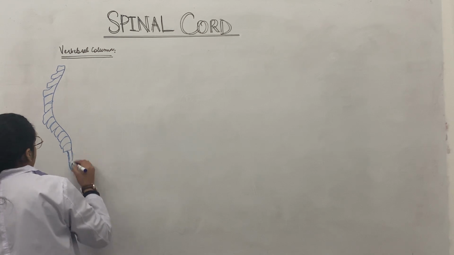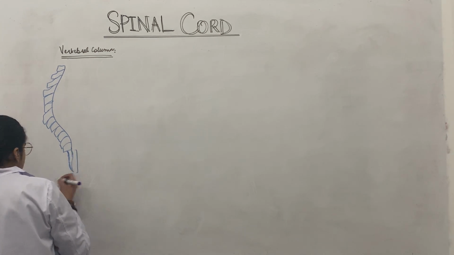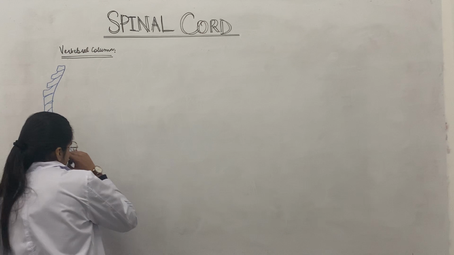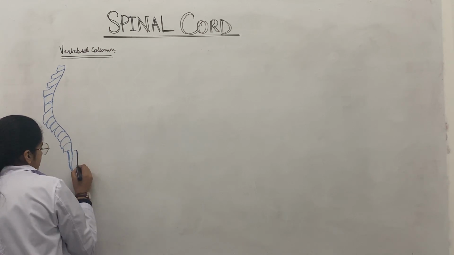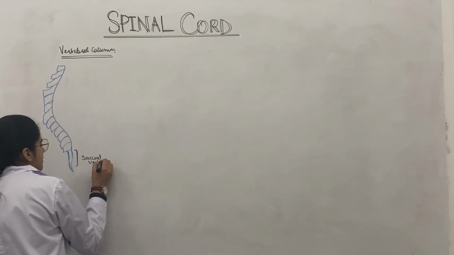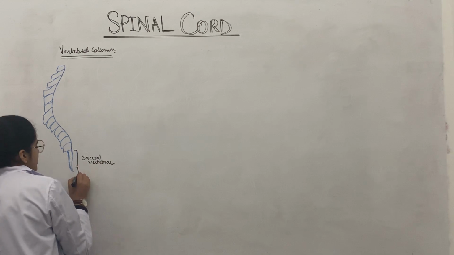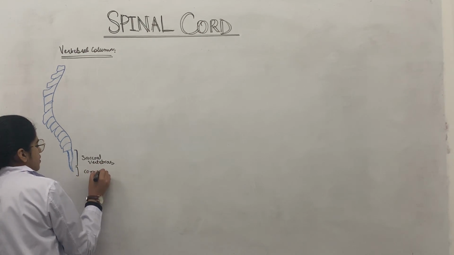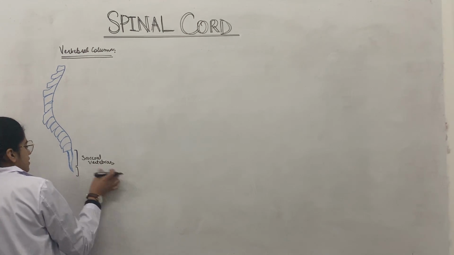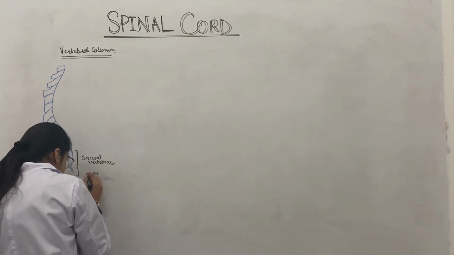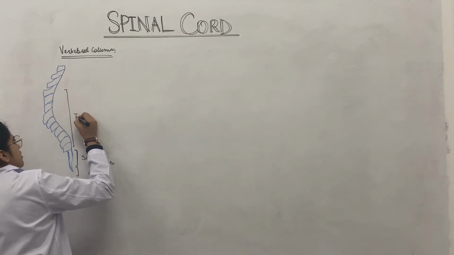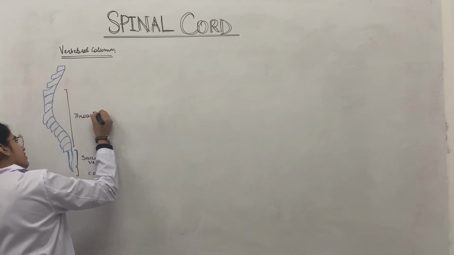What is this region? Quadrate. Okay, this is the quadrate, but what is this bone called? This is called the sacral vertebrae. And how many sacral vertebrae are present? 5. This is the coccygeal vertebrae, or we can also call it the coccyx. Okay, and what is this region called? Thoracic vertebrae.